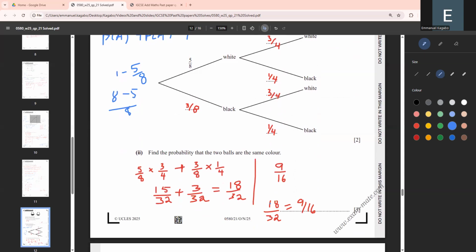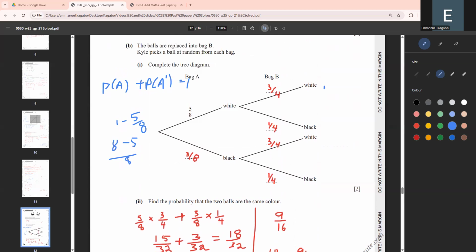Okay? Very good. Find the probability that the 2 balls are of the same color. Now, of the same color, they mean you are getting white, or you're going to get black.